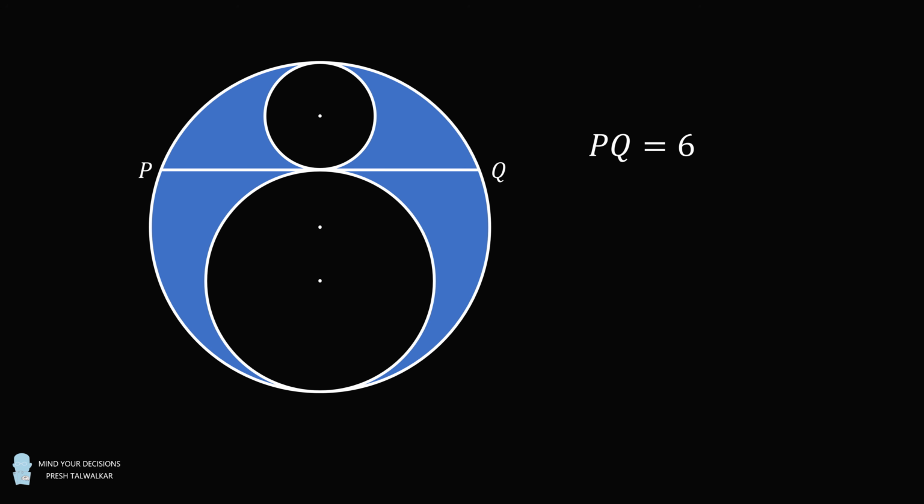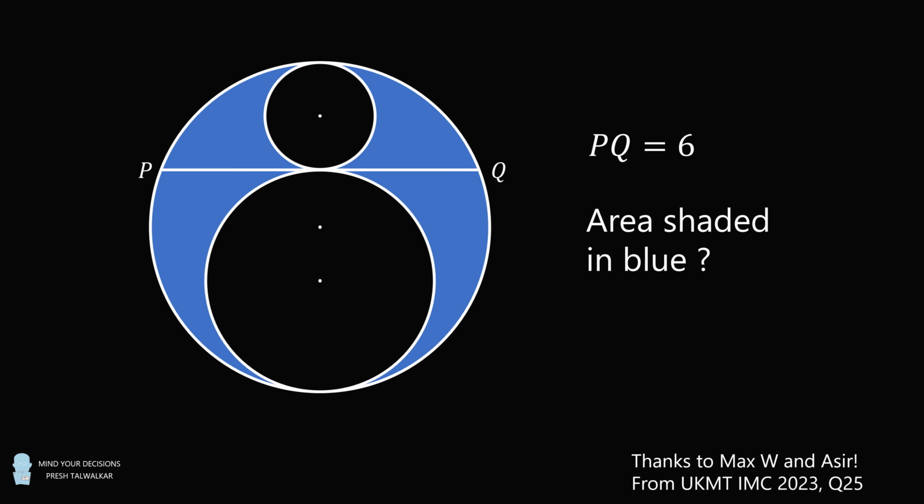If PQ is equal to 6, what is the area that's shaded in blue, which is the area between the two small circles and the large circle? This is from the UKMT IMC 2023, question 25, and I thank Max and Asir for the suggestion. Pause the video if you'd like to give this problem a try, and when you're ready, keep watching to learn how to solve this problem.